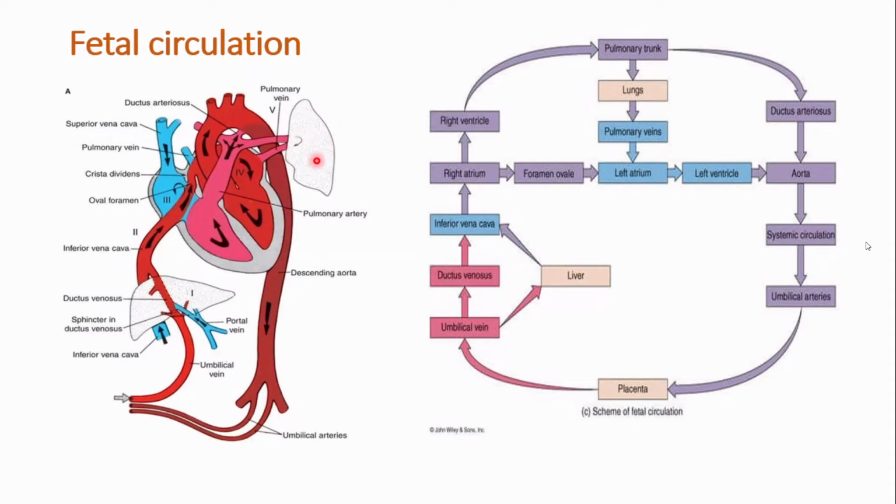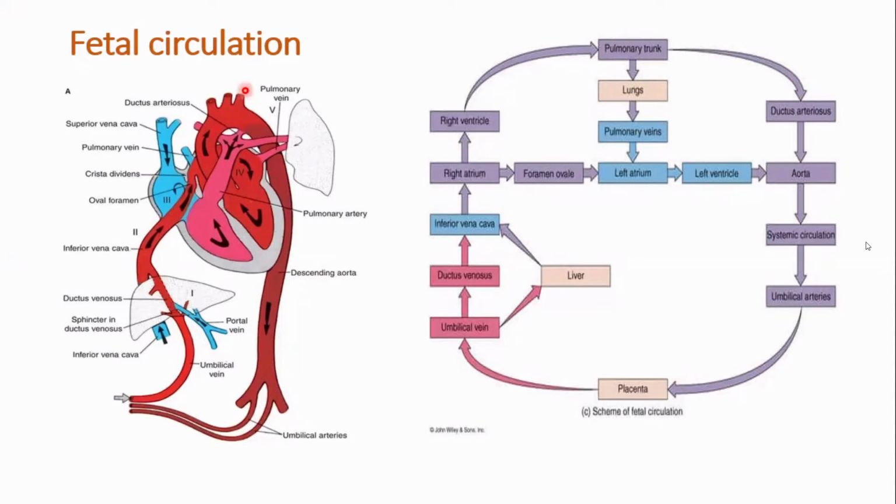Since the lungs are not inflated, there is very little blood shunted to the lungs. So the majority of blood will go into the descending aorta via the ductus arteriosus, and the ductus arteriosus connection is usually distal to the left subclavian artery. So what will happen? Deoxygenated blood will flow through the descending aorta and supply the organs of the lower limbs, and then this deoxygenated blood will again go to the placenta via the umbilical arteries.